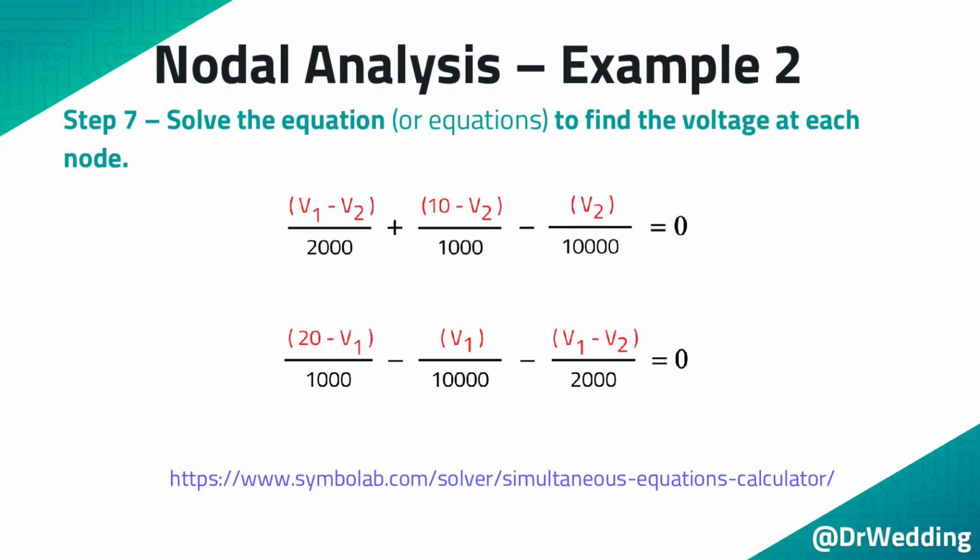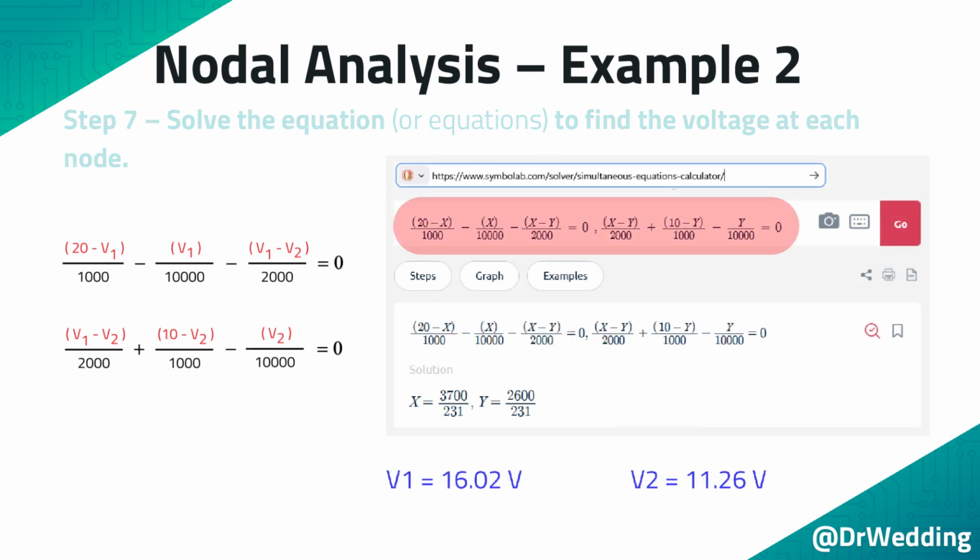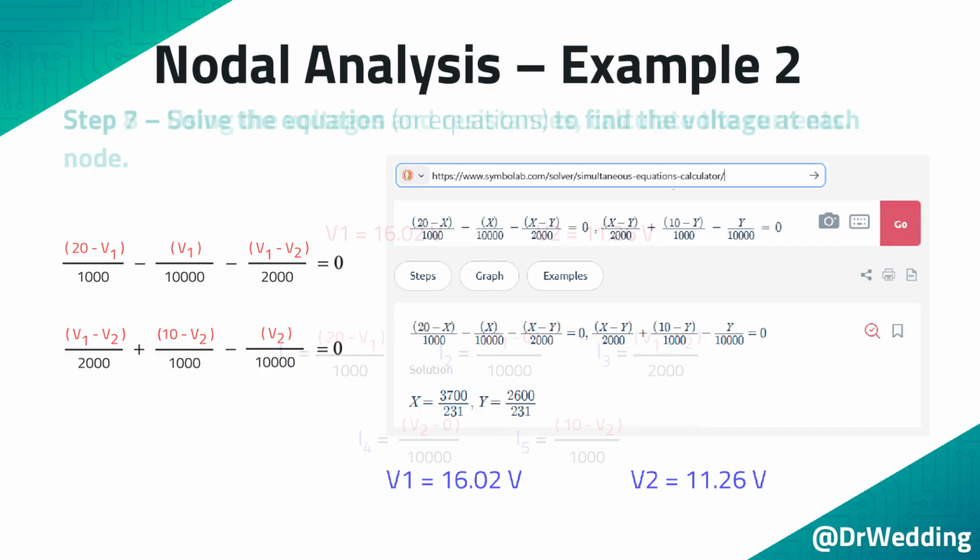Step 7. Solve the equations to find the voltage at each node. The 2 equations are solved simultaneously using the online calculator. After typing in the 2 equations separated by a comma, you press the Go button. And the calculator lets you know the voltage at node 1 is 16.02 volts, and the voltage at node 2 is 11.26 volts.